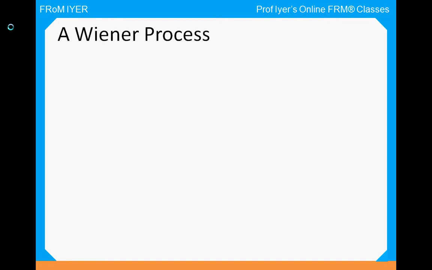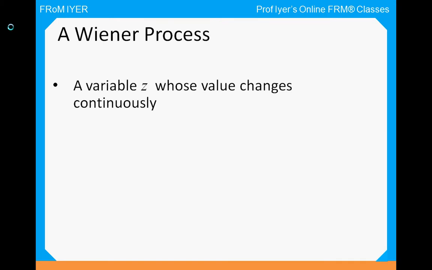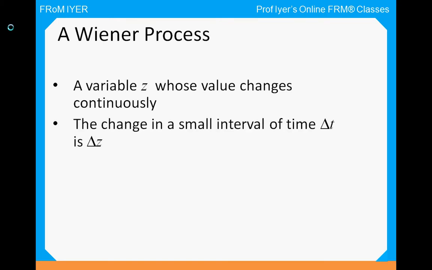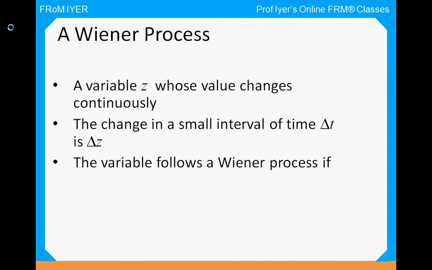One type of Markov process is a Wiener process. A Wiener process applies to a variable whose value changes continuously, and the change in a small interval of time delta t is denoted by delta z. Now for a variable to be called a Wiener process variable, it has to fulfill two conditions. The first condition is that delta z, or the change, is equal to epsilon into root of delta t. Now epsilon here is simply a randomly picked z value from a standard normal distribution having mean 0 and standard deviation 1.